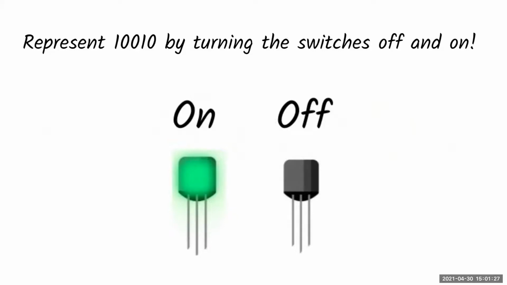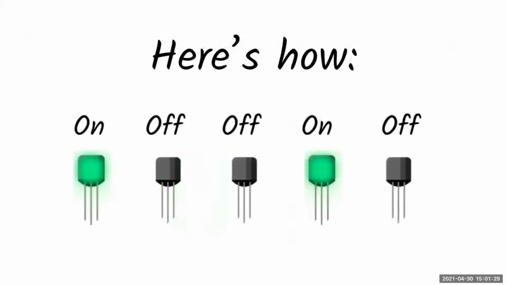So let's look at the answer. First, this is 1, so that would mean a green light, because 1 equals on. Then off, because 0, and 0, so off, off. Then on again, because our string was 1, 0, 0, 1, 0. So it would be on, off, off, on, off. So here's how you do 1, 0, 0, 1, 0.